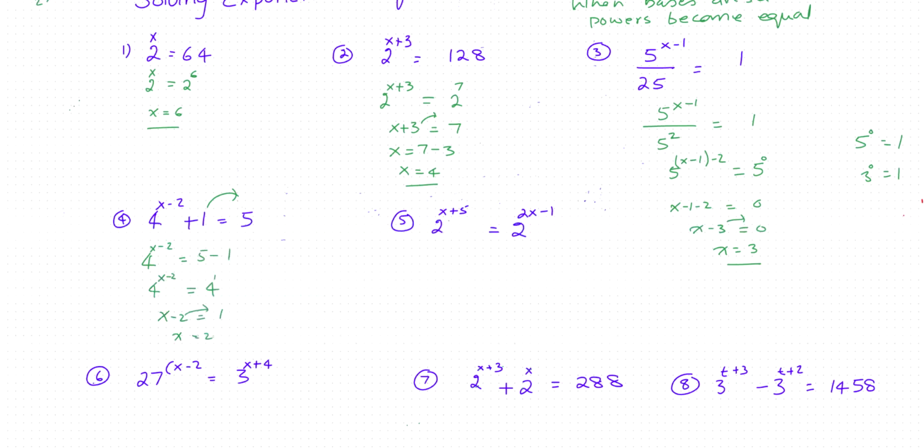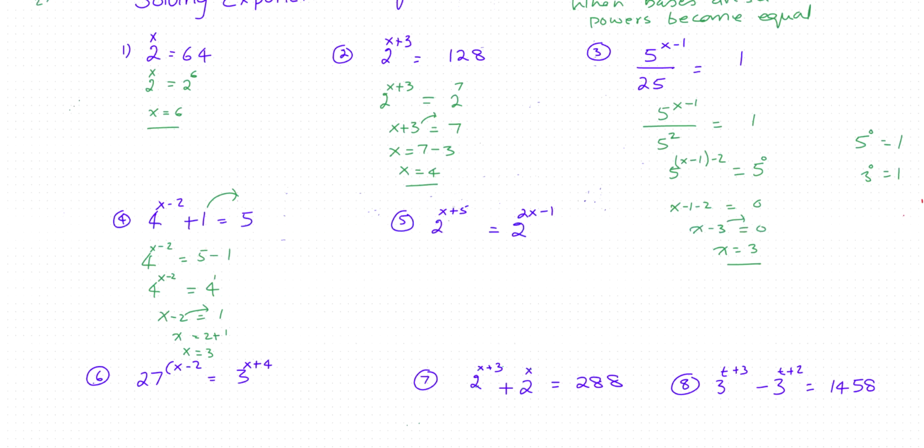You can check this answer. Write here x value 3. So 3 minus 2 is 1. So 4 to the power 1. So it is satisfying the expression. Next is 2 to the power x plus 5 equals 2 to the power 2x minus 1.